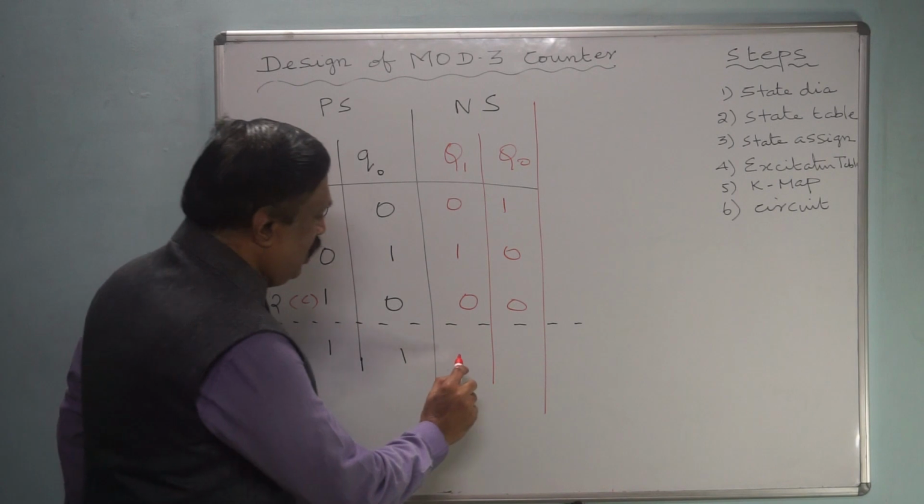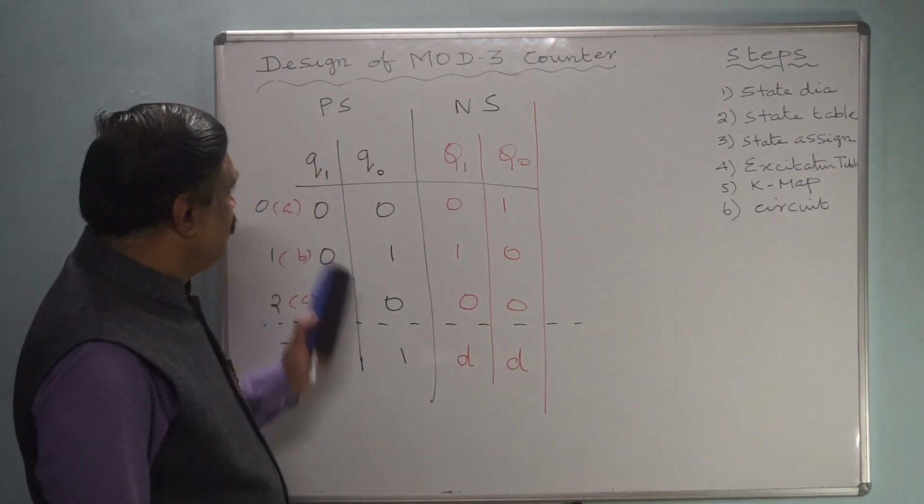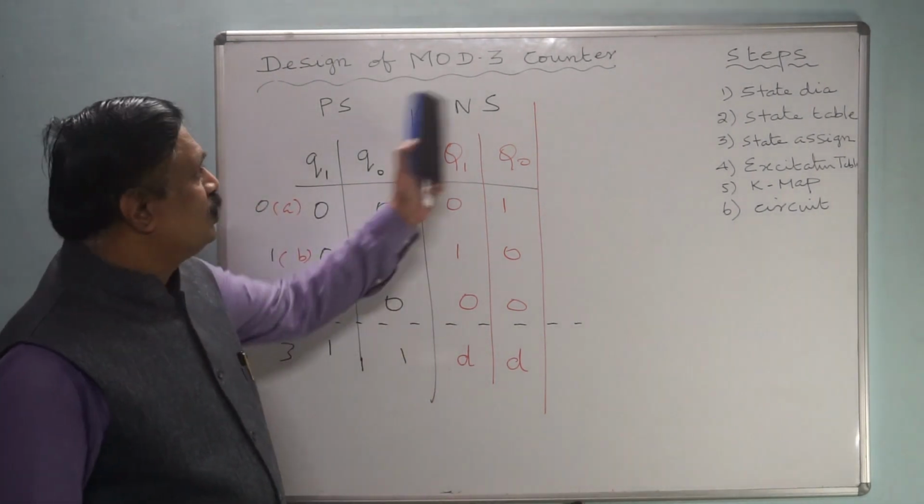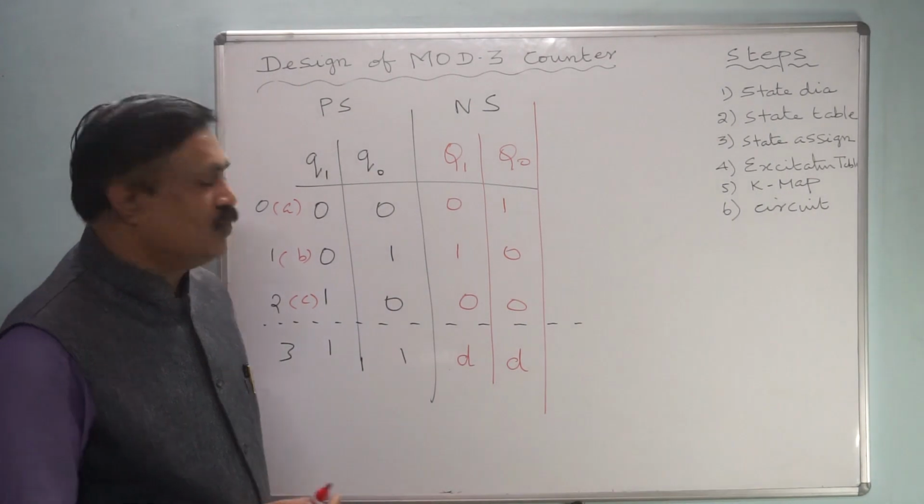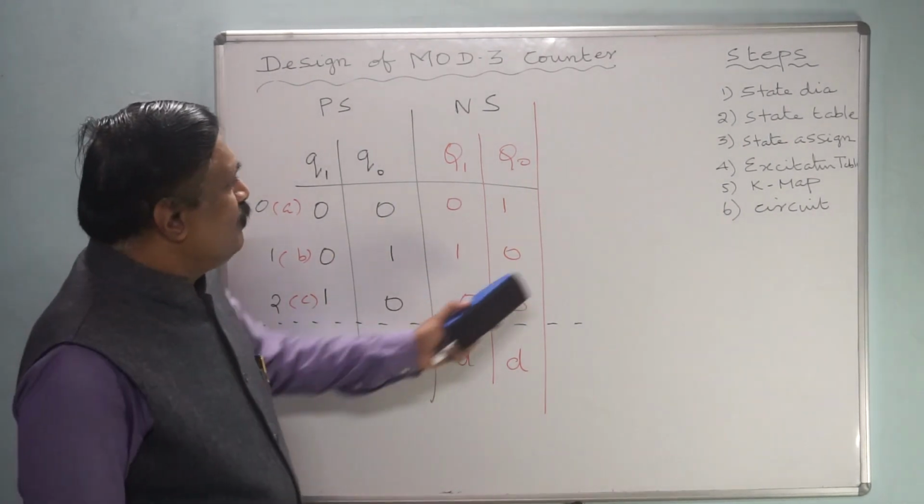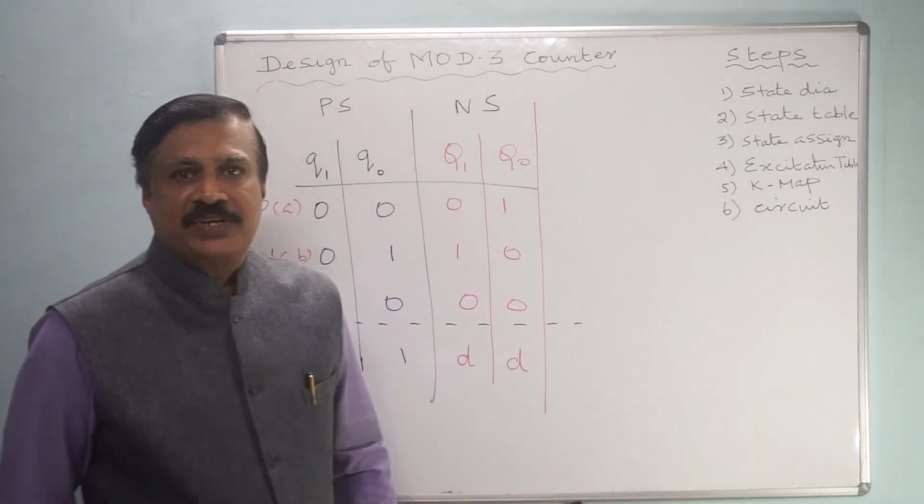Now for 11, it is a don't care condition. If you give 11 in the present state, output will not come because we are not using the fourth state. Our counter is a mod 3 counter only, so only 3 states will be there. Now state assignment we have made. Now we have to go for an excitation table.